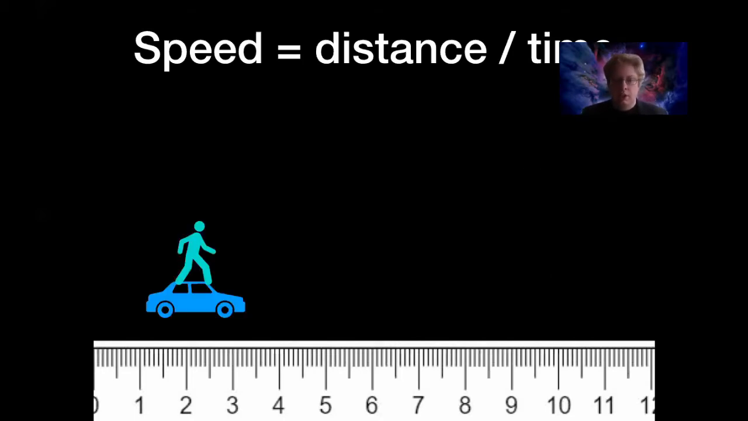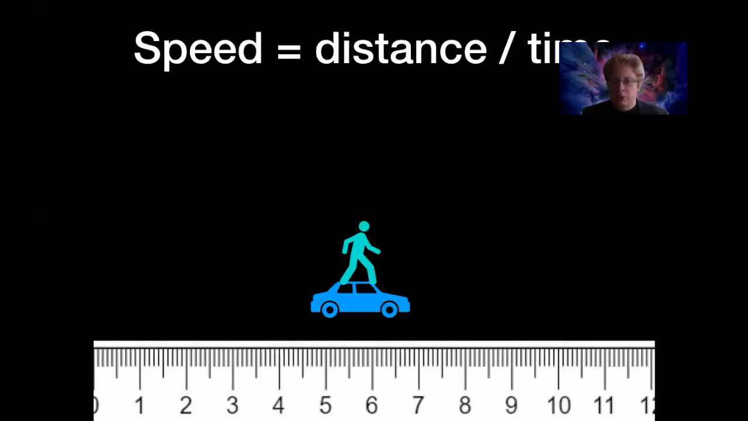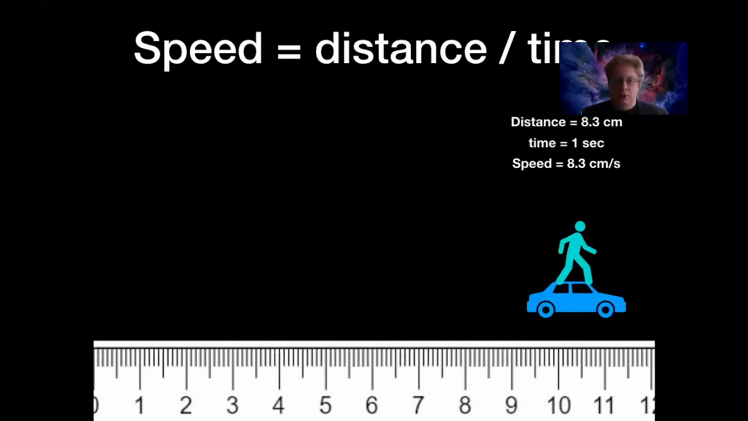If instead he goes a little bit faster and travels the same distance in 1 second, now his speed is 8.3 centimeters per second. So it's pretty straightforward. A speed is just the amount of distance you can go in a certain amount of time.